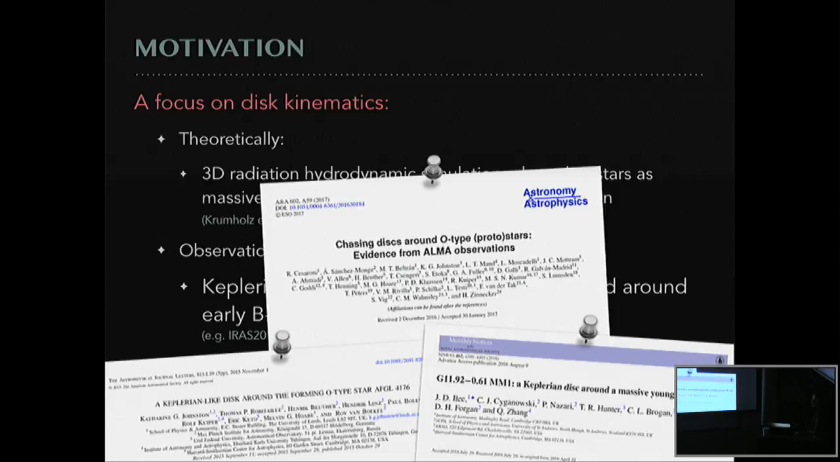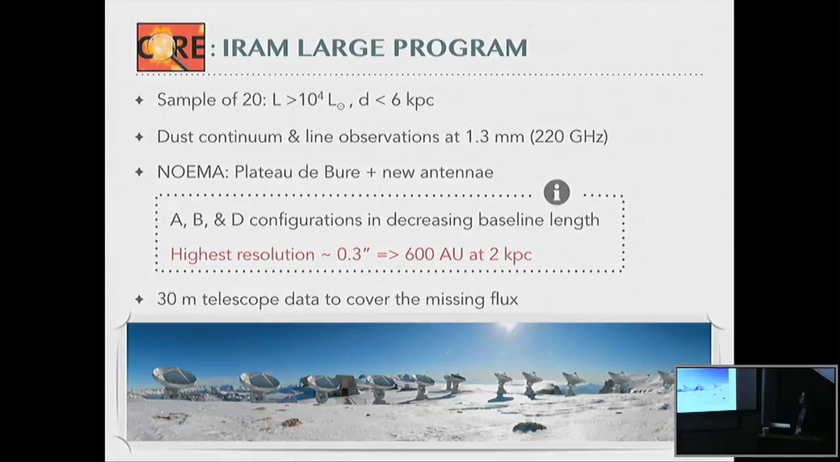To that end, we decided to make our own large program at IRAM in the northern sky. We proposed a sample of 20 objects, highly luminous, so more than 10 to the 4 solar luminosities, at distances less than 6 kiloparsecs. The data was observed from 2014 to January of this year in dust continuum and line observations at about 1.3 millimeters.